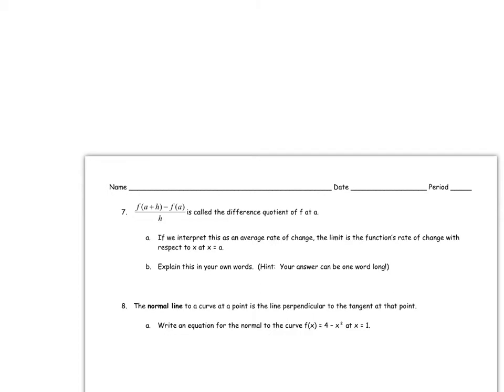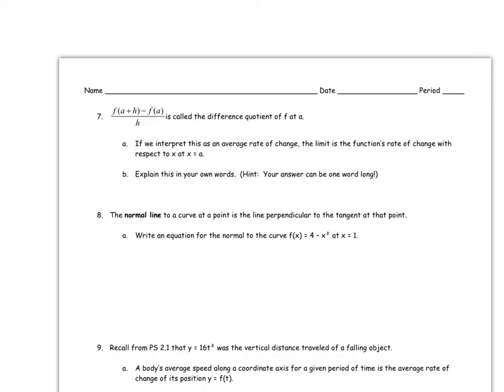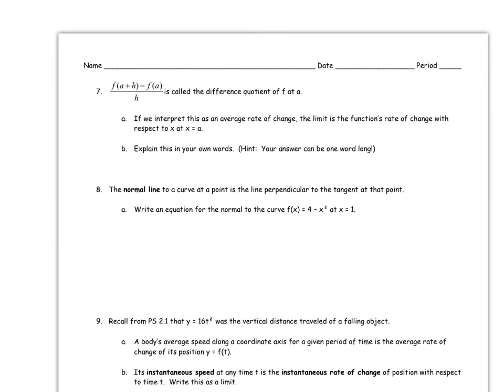And then it says if we interpret this as an average rate of change, the limit is the function's rate of change with respect to x at x equals a. That's just saying you're finding the slope at a point. So B says explain this in your own words. Slope. You're finding slope, you're just finding it at a single point. All right, so a normal line is just a line perpendicular to a tangent line.